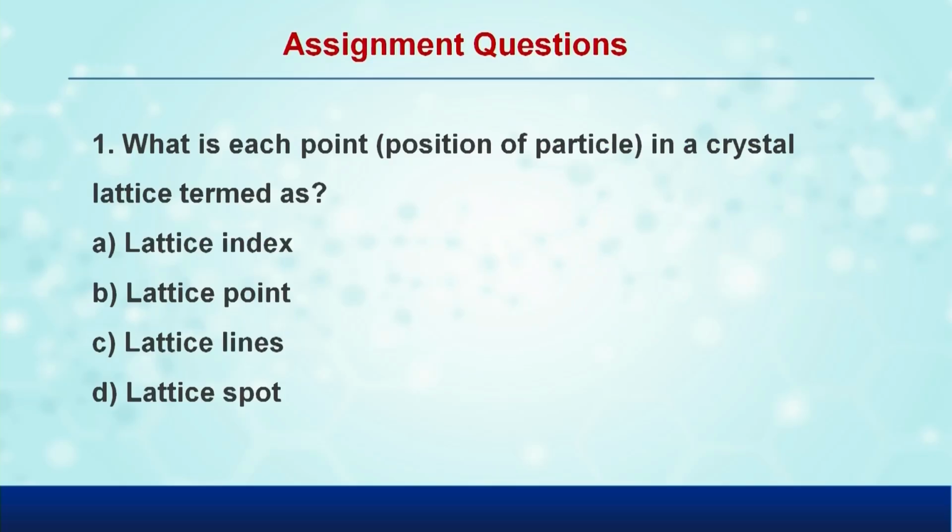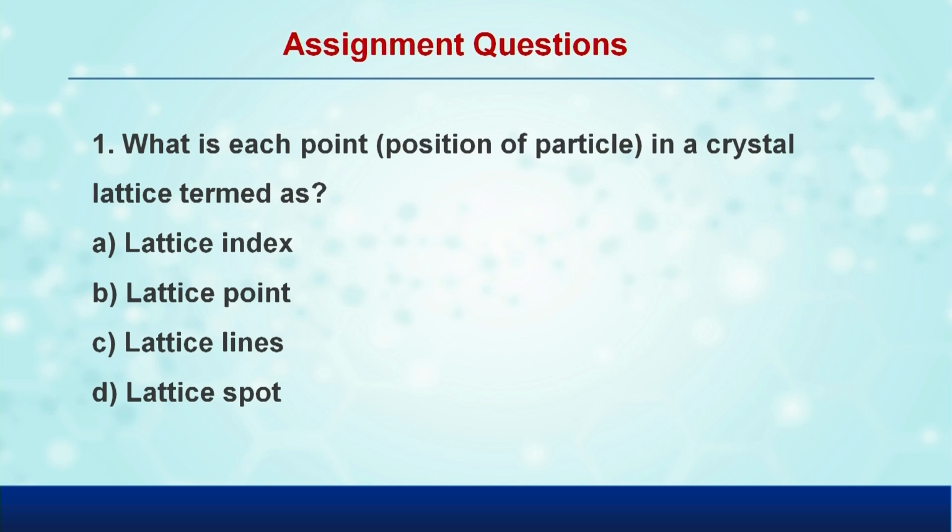So, the first question was, what is each point or position of a particle in a crystal lattice termed as? Option A, lattice index, option B, lattice point, option C, lattice lines, and option D, lattice spot.